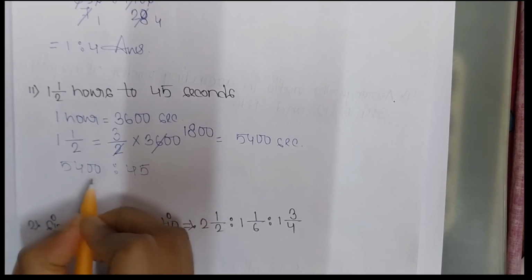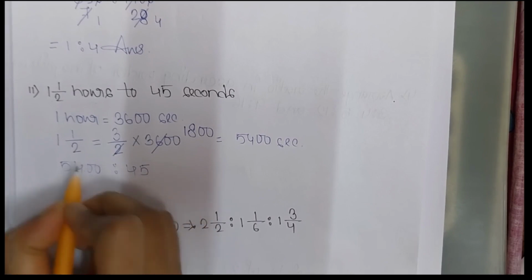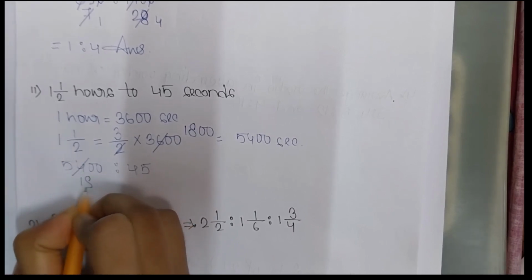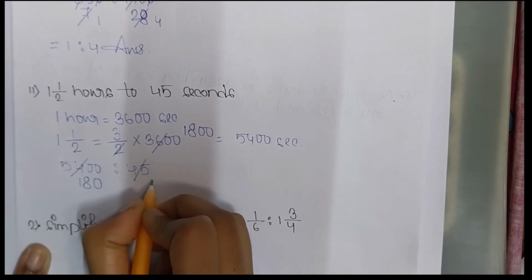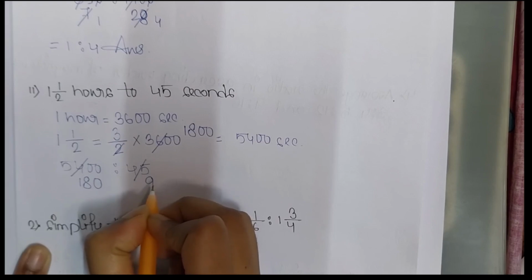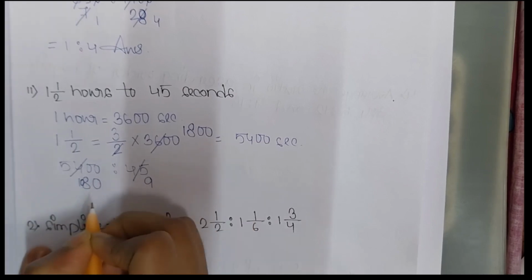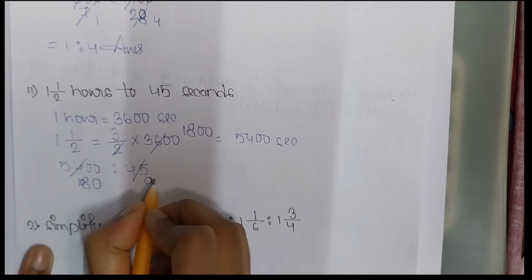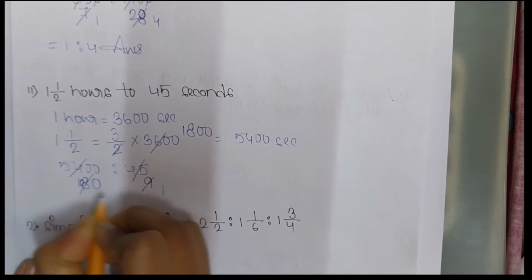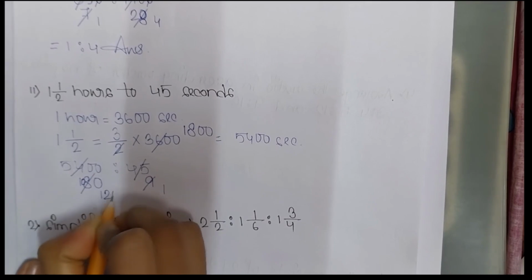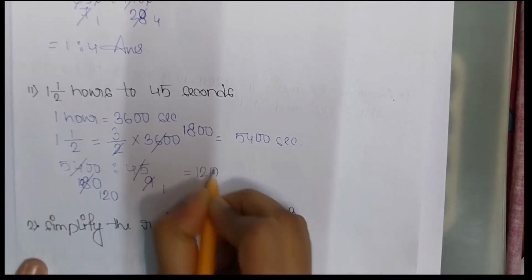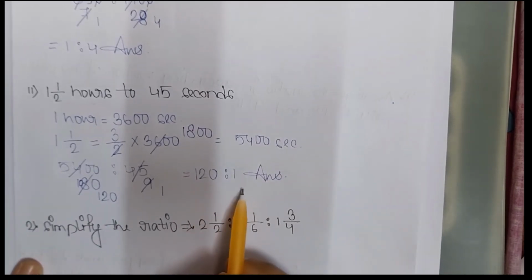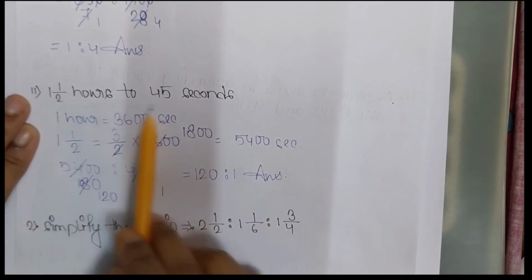So we will cut both parts of the ratio by 5. 5 1s are 5, 5 8s are 40, and 5 9s are 45. So again if we cut the numbers by 9, we will get 9 1s are 9, 9 2s are 18, 0. So our ratio will be 120 is to 1. So this is the answer of the problem.